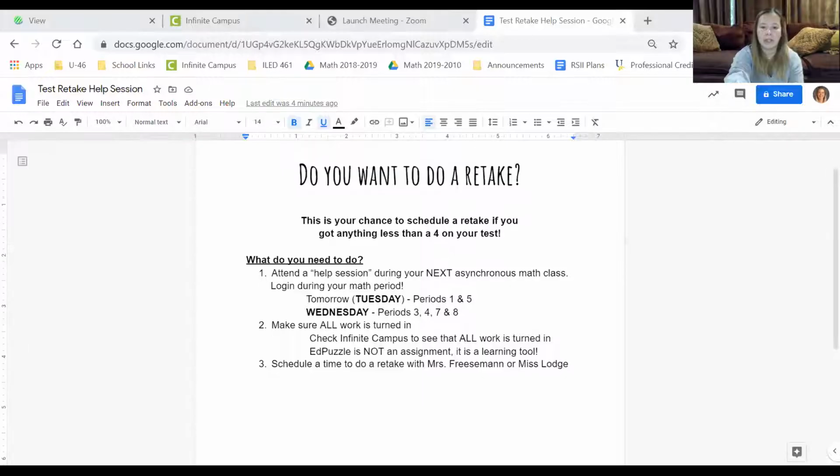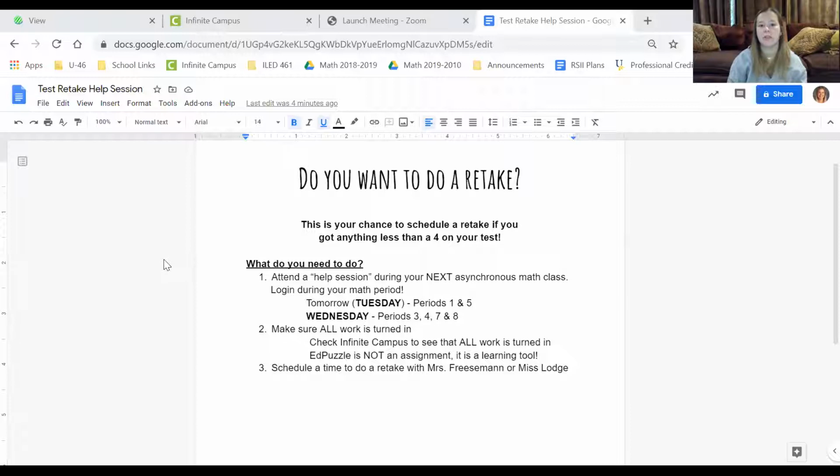The first thing I'm going to talk about is any student that wants to do a retake. I'm going to go ahead and share my screen. Okay. If you want to do a retake, there's a few things that you have to do. This is your chance to schedule a retake if you got anything less than a 4 on your test. So if I were you, I would take advantage of this.